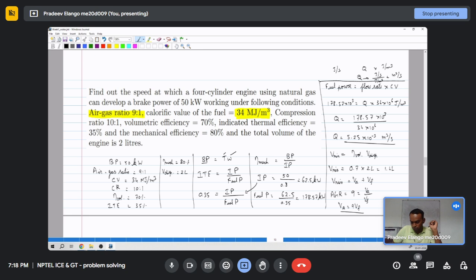The problem is to find the speed at which a four-cylinder engine using natural gas can develop a brake power of 50 kilowatt working under the following conditions. Air gas ratio is 9 to 1, calorific value of the fuel is 34 megajoule per meter cube, compression ratio is 10 to 1, volumetric efficiency is 70%, indicated thermal efficiency is 35%, mechanical efficiency is 80%, and the total volume of the engine is 2 liters.